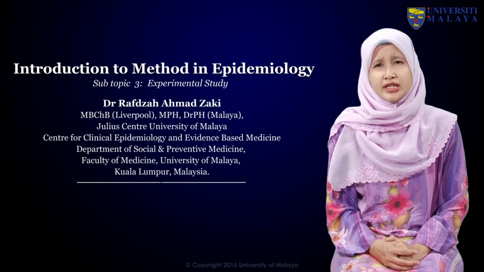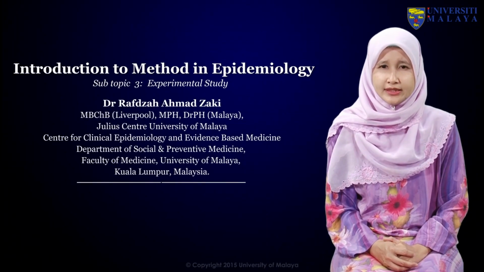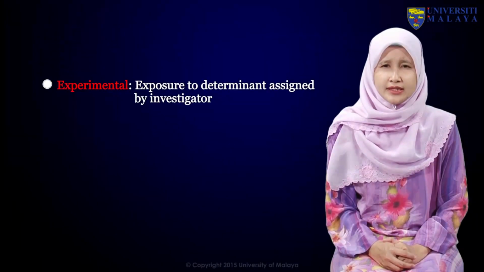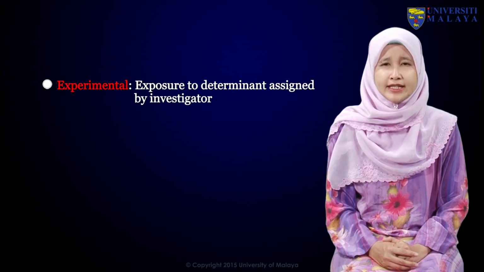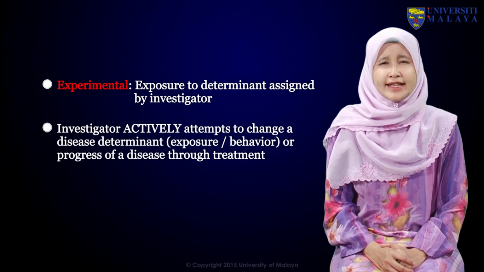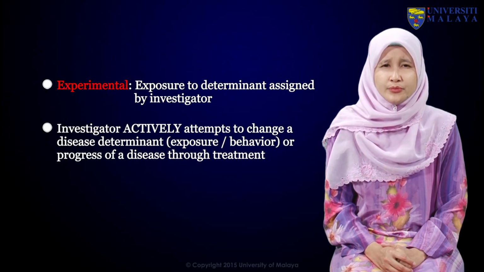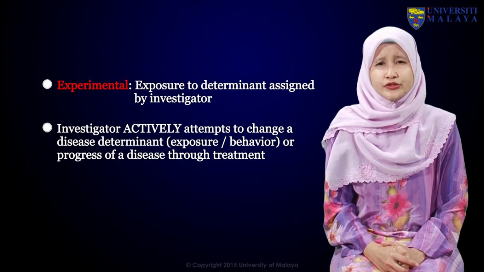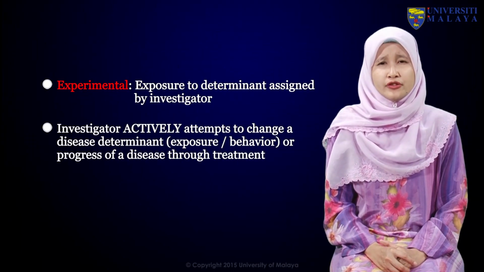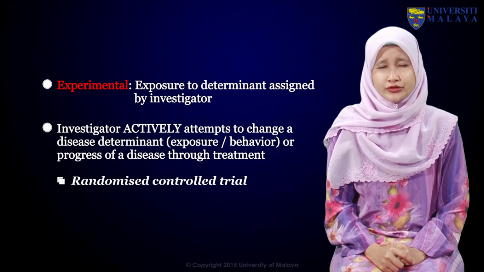In this part of the lecture, I am going to talk about experimental study. In an experimental study, exposure to the determinant is assigned by an investigator. The investigator actively attempts to change a disease determinant, or exposure, or behavior, or progress of a disease through treatment. One example of an experimental study is the randomized controlled trial.